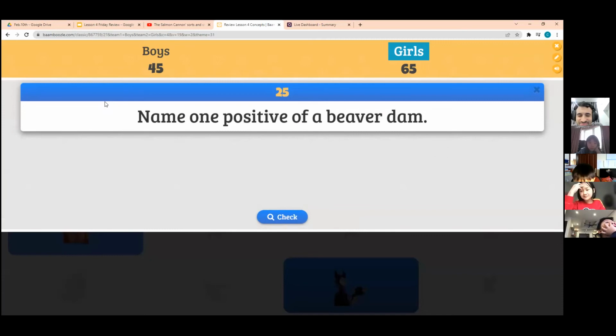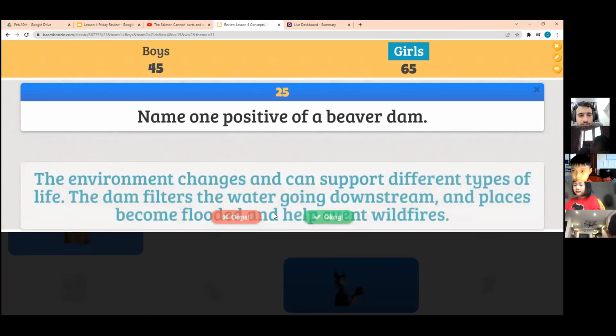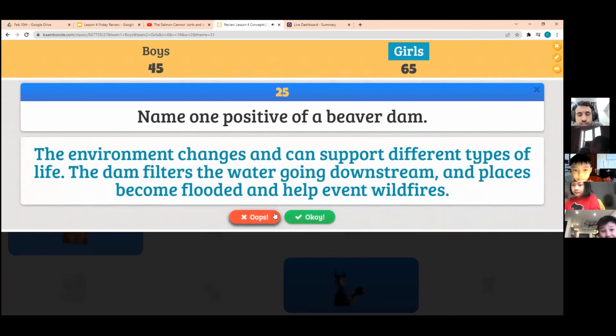These are hard. What's something that's good about the beaver's dam? I think it's a new place for plant and animal. Oh, a new place for a plant or animal. Yes, that is correct. The environment changes and can support different types of life.